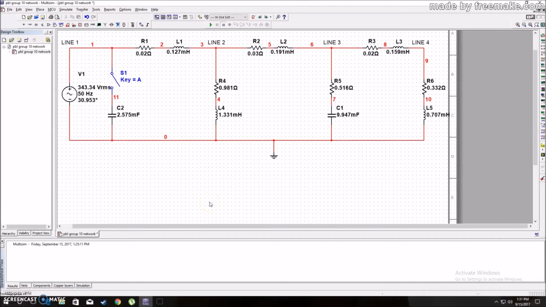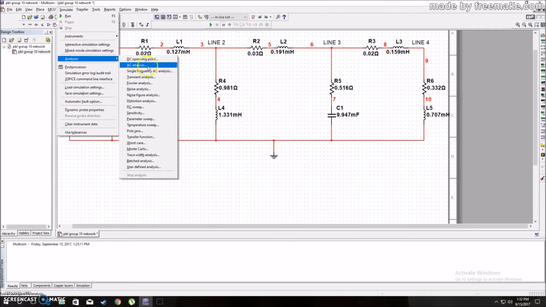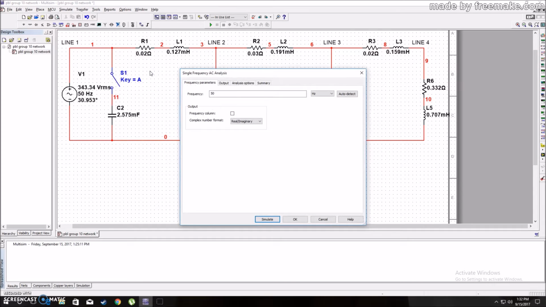Hello, my name is Muhammad Aiman Ramlan, and I'm going to explain briefly about the simulation process of AC power analysis and power factor correction. For this simulation process, we are going to use the single frequency AC analysis. This is because the single frequency AC analysis could measure the accurate value by using the complex number format, which we can set either using the magnitude and phase value or the real and imaginary value.